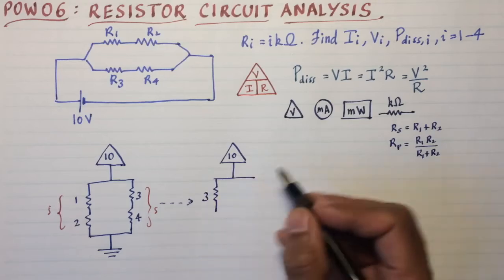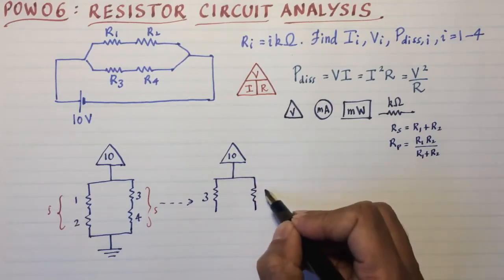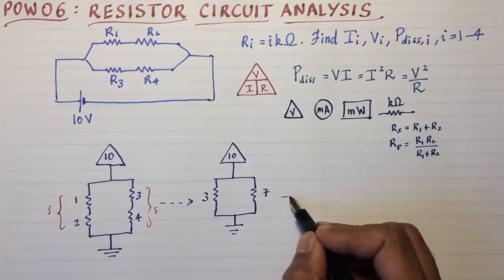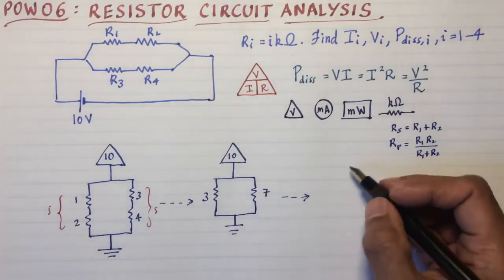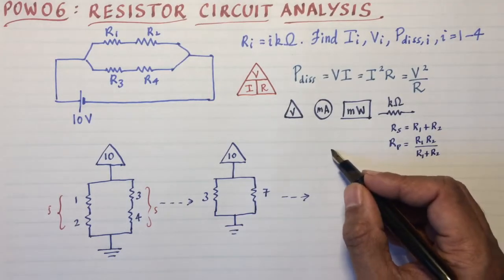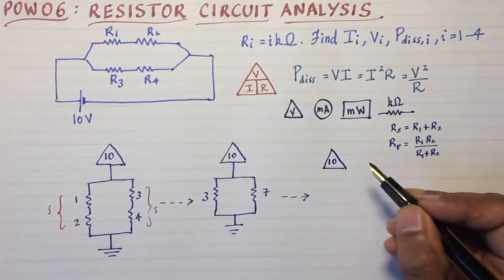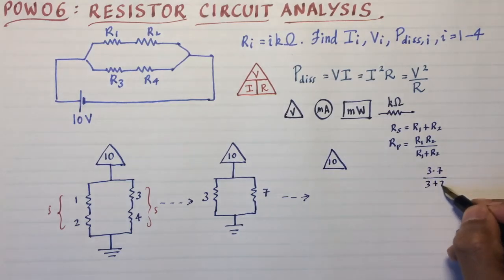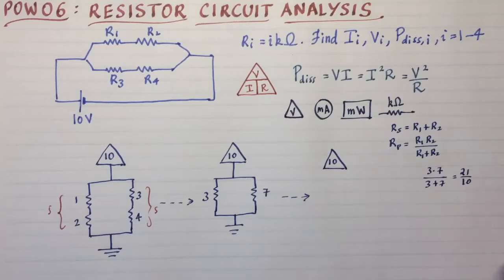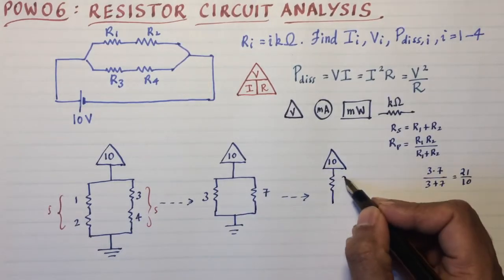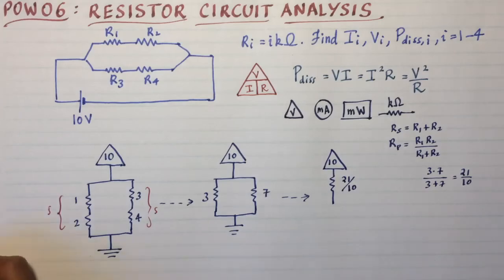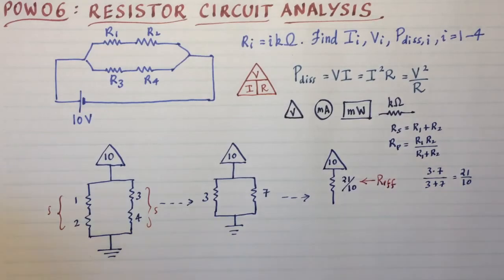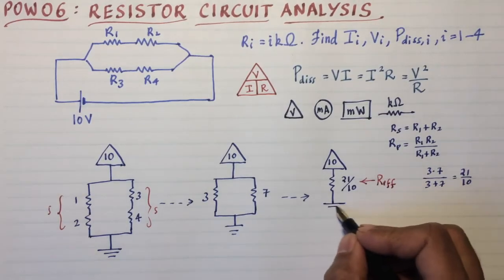1 and 2 gives me 3. 3 and 4 gives me 7. And the last stage on this tree would be to combine 7 and 3 in parallel. So that gives me 7 times 3 over 7 plus 3, and that's going to be 21 over 10. And I will write that as a fraction. Notice that this is essentially your effective resistance. So the last step in circuit reduction is always the effective resistance.